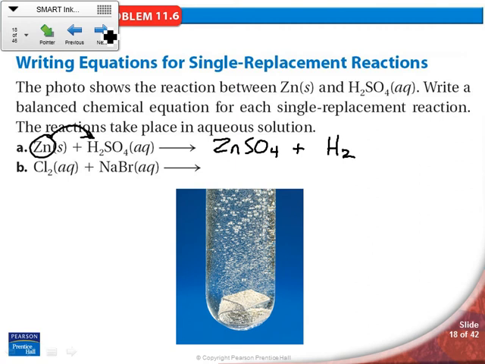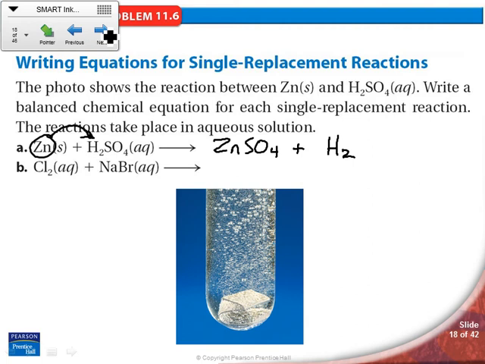And this one's already balanced, right? Now, the second one down here, this is a little tricky. Chlorine is the one that's by itself here, even though it's diatomic. It's just one element. So what is chlorine going to replace? Okay, are we in agreement on that? Now, how do we know chlorine's going to replace the bromine, not the sodium? Sodium's very reactive.